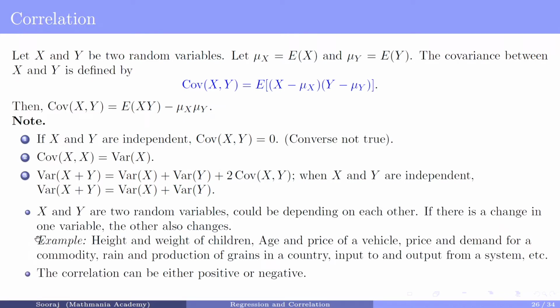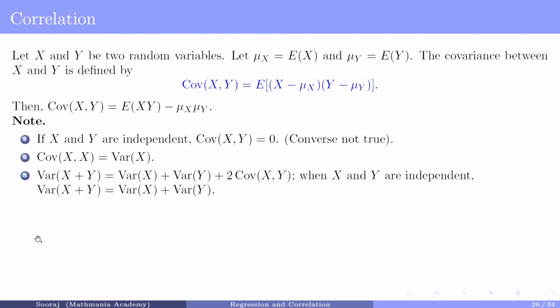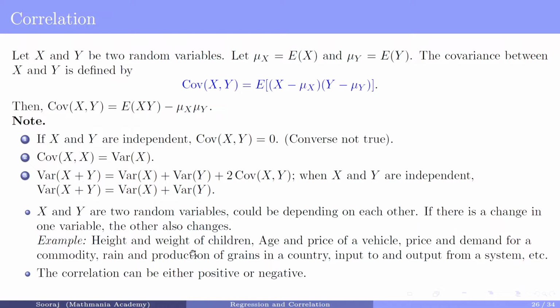When we have two random variables, there is a chance that one may depend on the other, or the other may depend on the one. How much they depend on one another, that measure we call correlation. It can be either positive or negative. If it is positive, that is the case when one increases, the other also increases. In the negative case, if one increases, the other decreases. That is the case of the correlation being negative.